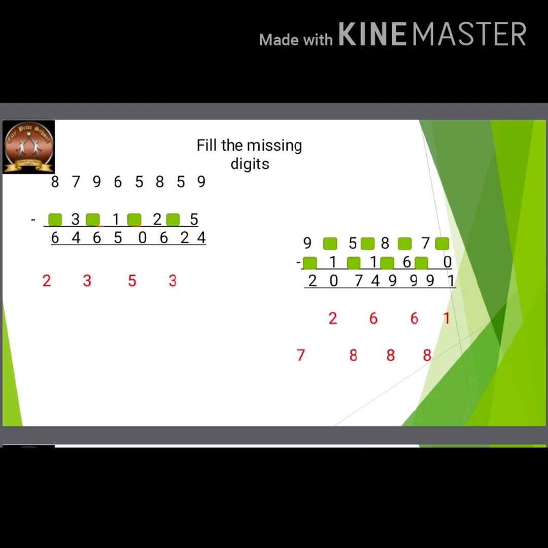Now the next one, 5 minus what will give you 7? Now again I have to borrow from this number and I have to make it 15. Now 15 minus what will give you 7 is 8. Now what will be here in the box? 3. But if I write 3, I am borrowing 1, it will become 2. So 2 minus 1 is 1.